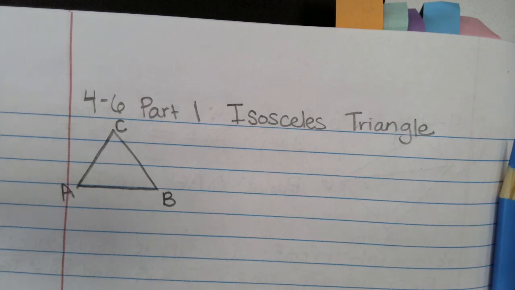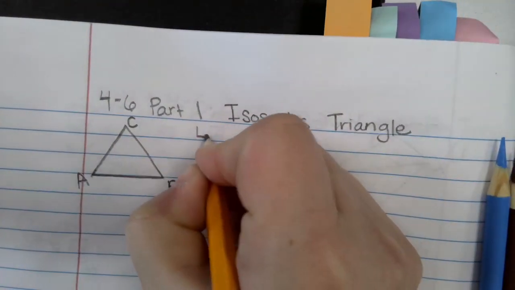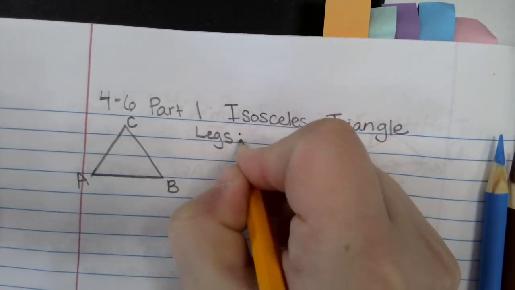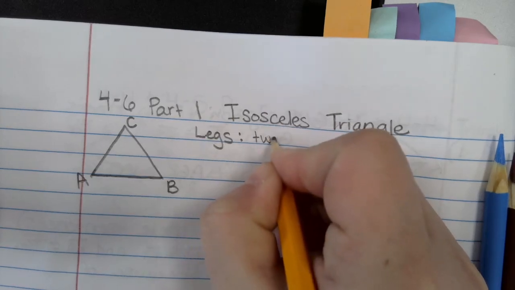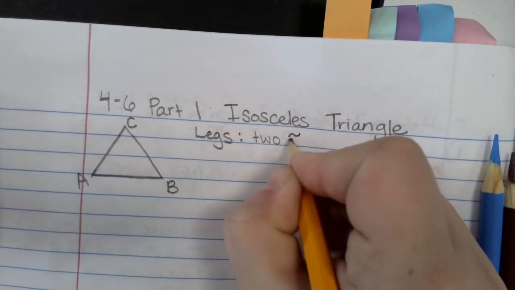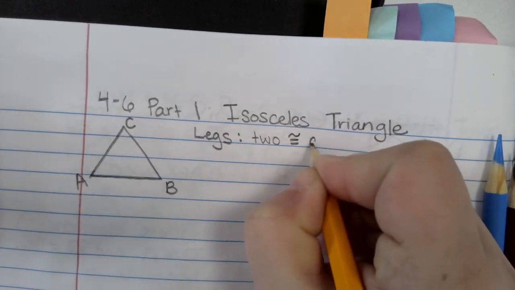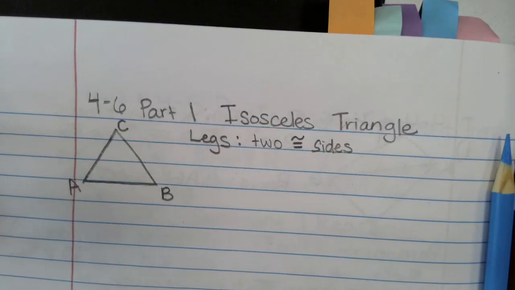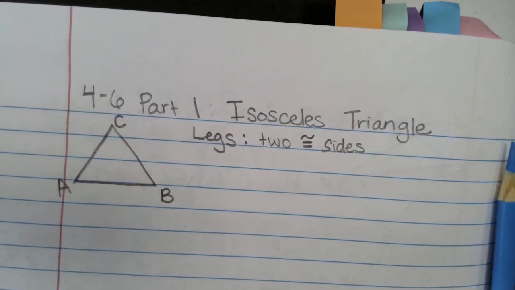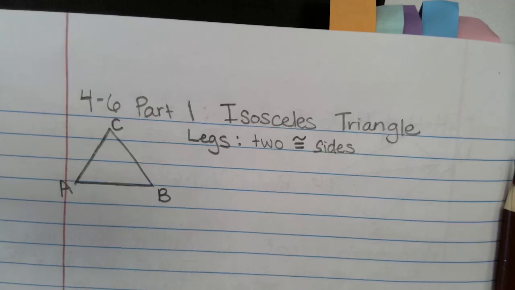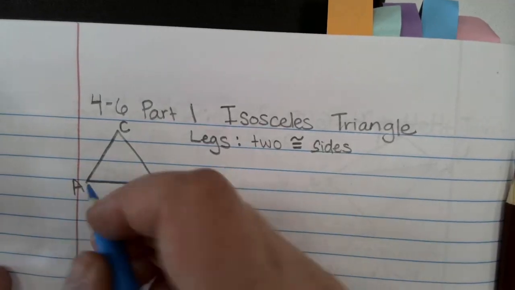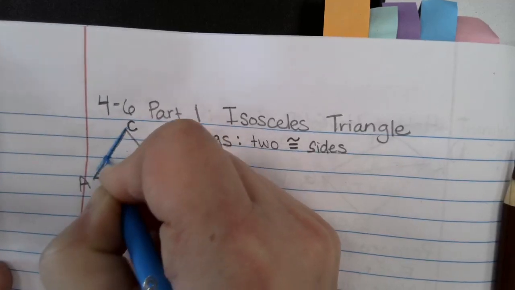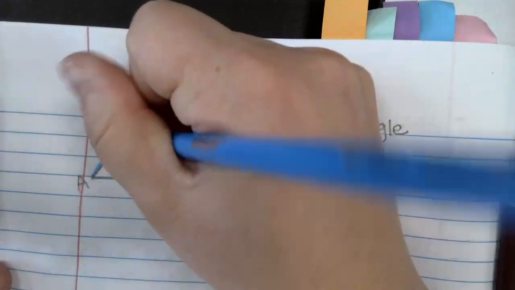and in an isosceles triangle we have our legs. And our legs are the two sides that are congruent. Okay, so on this one I'm going to say that AC is congruent to CB.